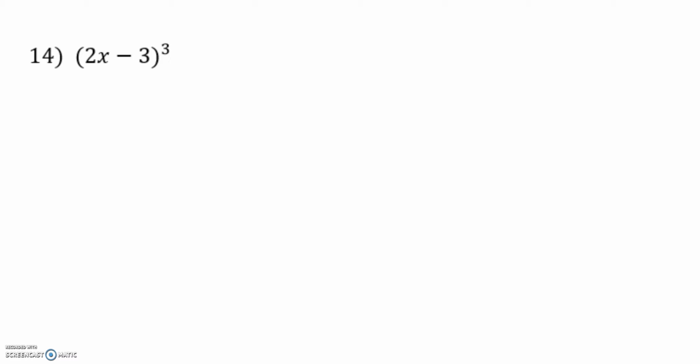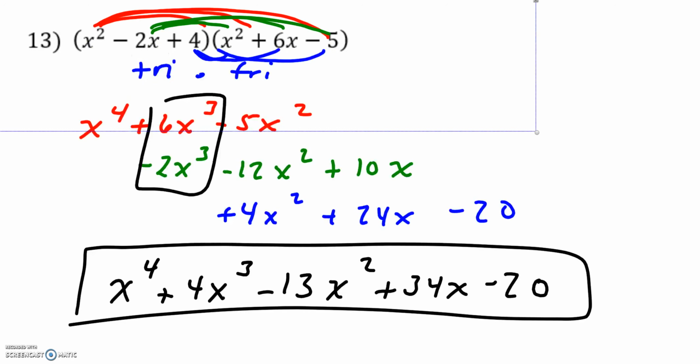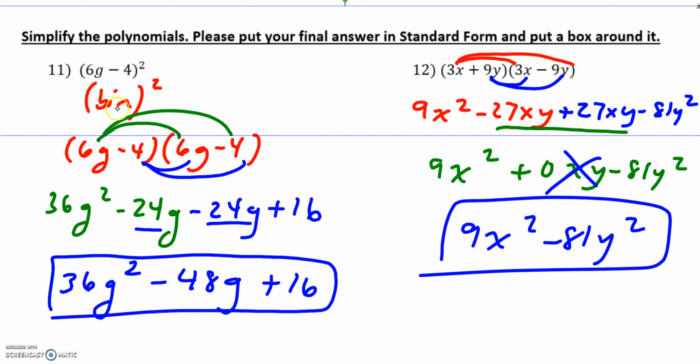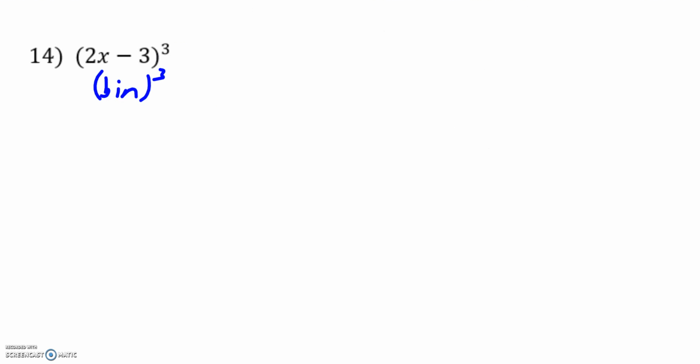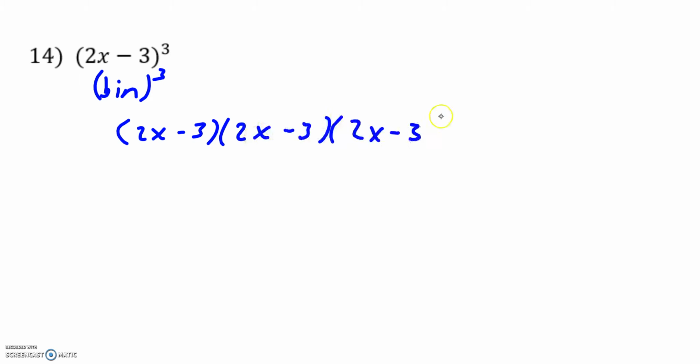Let's start off here with number 14, which is asking us to take a binomial and cube it. In a similar way that we did number 11, when we took a binomial squared, we wrote the parentheses twice. When we take a binomial cubed, that really means you're multiplying 2x minus 3 times itself 3 times. The annoying thing about this problem is that there's just a lot of multiplying that we have to do.